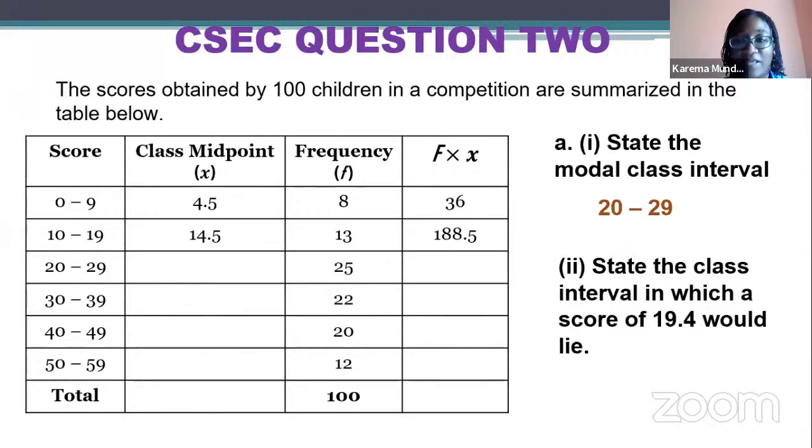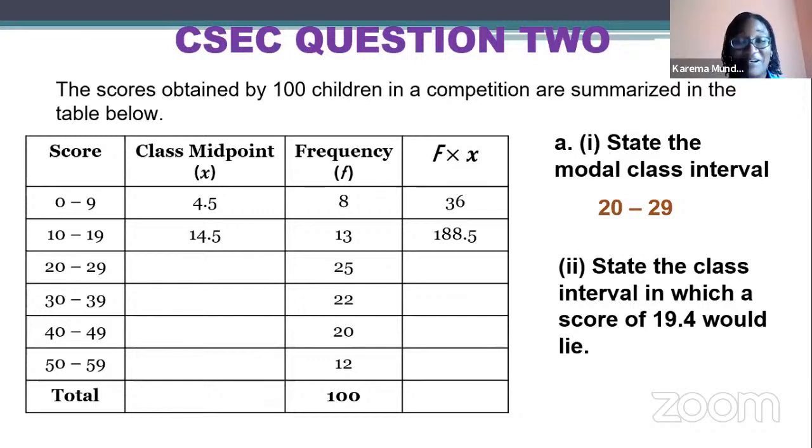All right, I see Kelly typing in the chat, 19.5. Awesome. So remember this morning we spoke about the upper boundary being 0.5 more. So the previous question asked about lower boundary, but I just asked about the upper boundary, which is 0.5 more than the upper limit. So then if the class interval 10 to 19 has an upper boundary of 19.5, where would 19.4 lie?